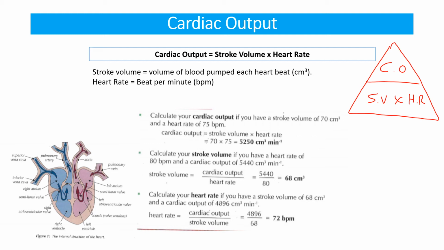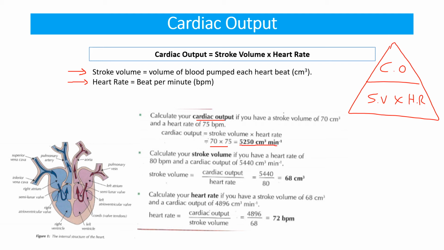Cardiac output equals stroke volume times heart rate. Stroke volume is the volume of blood in centimeters cubed that is pumped each heartbeat, and the heart rate is the number of beats per minute. An easy question would be literally to calculate your cardiac output if you have a stroke volume of 70 centimeters cubed and a heart rate of 75 beats per minute. You just do 70 times 75, which would equal that.